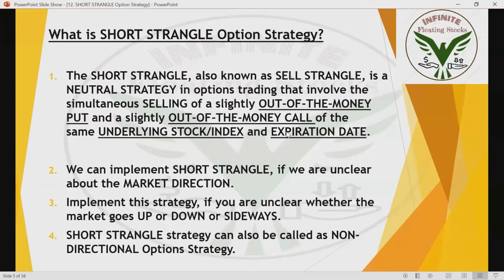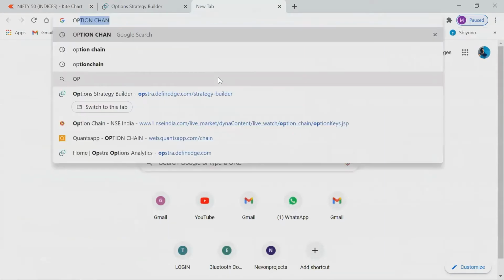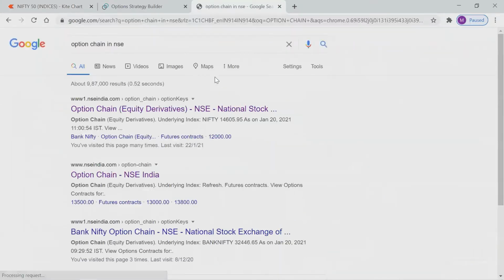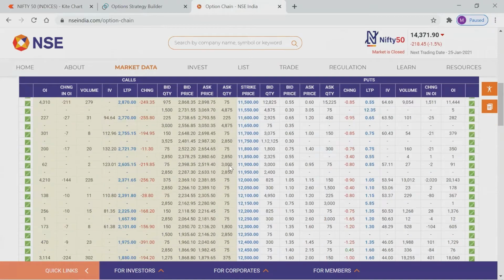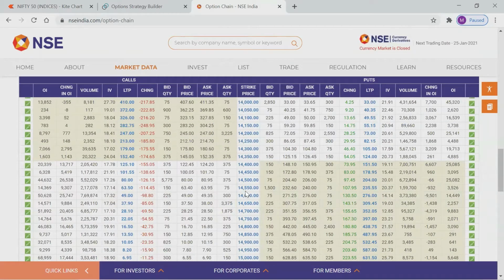Now let's get on to the option chain and look for what is a slightly out of the money call and a slightly out of the money put. All right, this is the option chain table. Now what is a slightly out of the money call option and a slightly out of the money put option?